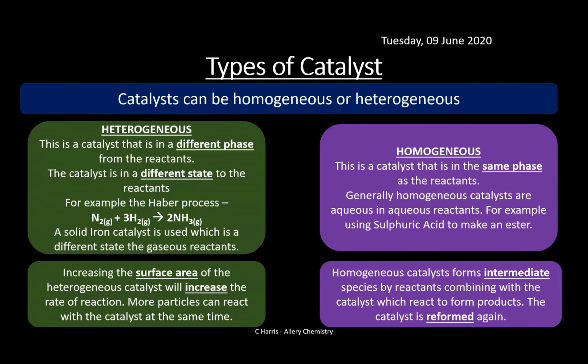Now homogeneous catalysts actually have a slightly different energy profile. They form an intermediate species by reactants combining with the catalyst, which then react to form the products, and then the catalyst is reformed back again. So the homogeneous catalysts are quite integral within the reaction, whereas a heterogeneous catalyst just kind of sits on a plate and the product passes through the powder, let's say, whereas a homogeneous catalyst is actually integral within the reaction.